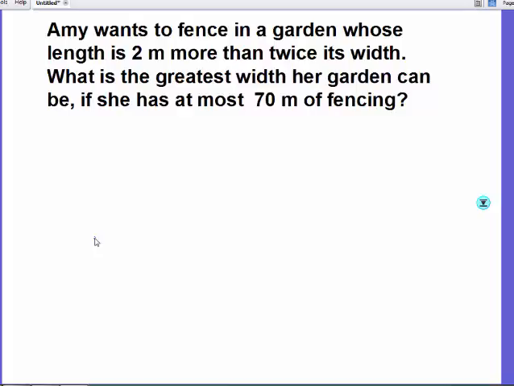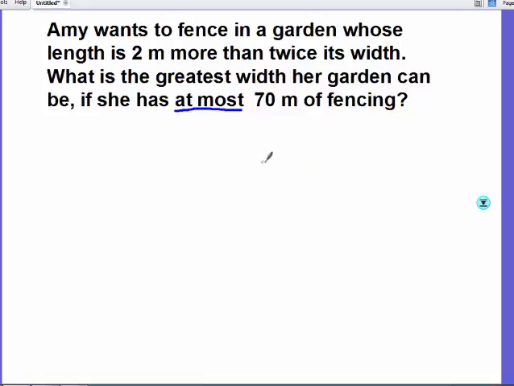We are going to take a look at 3 inequality word problems. The only difference between these problems and the word problems from the past section is that these problems are going to include words like at most, at least, no more than, between, all words that we associate with inequalities. So let's take a look at this first one.